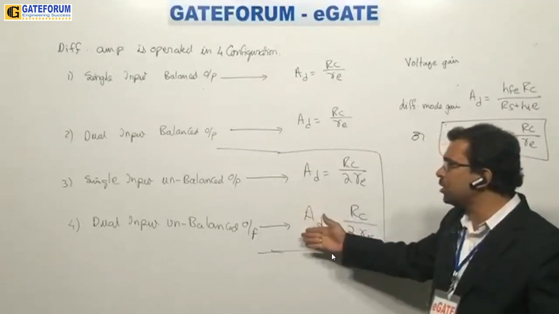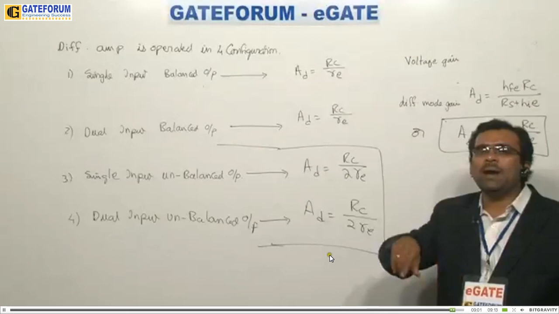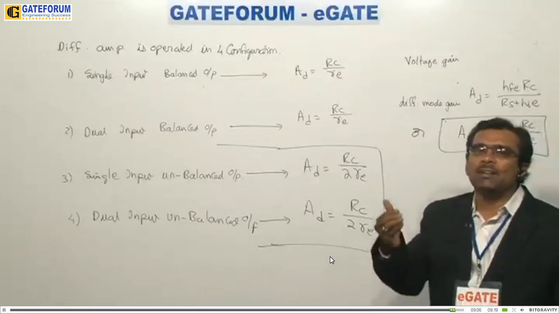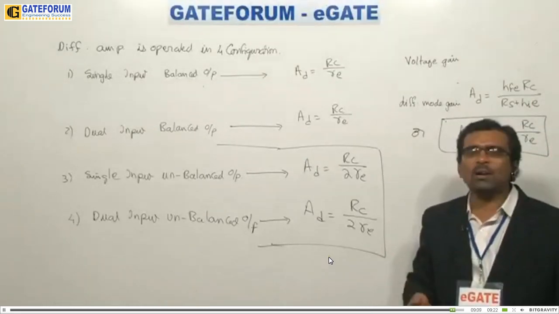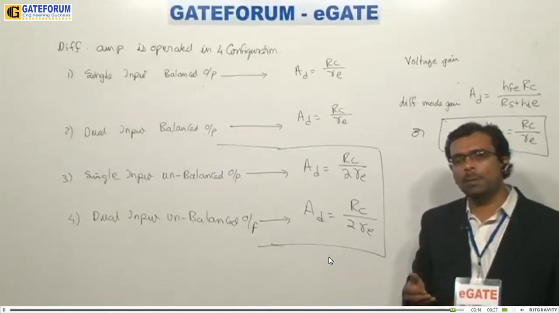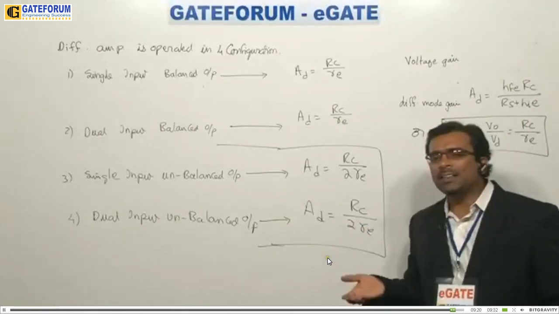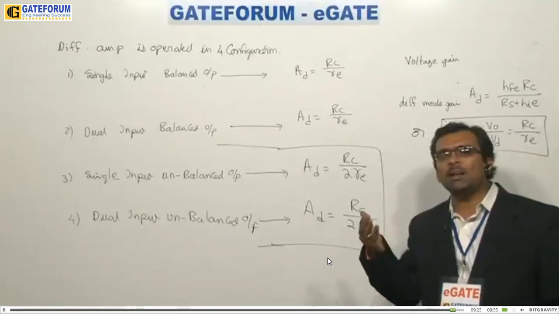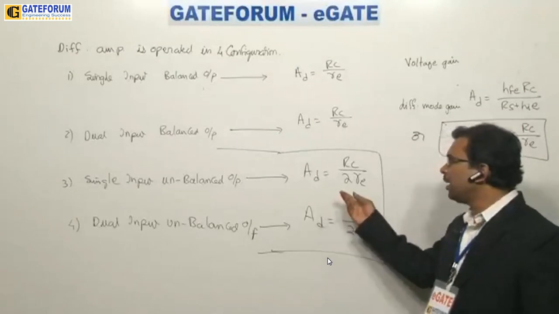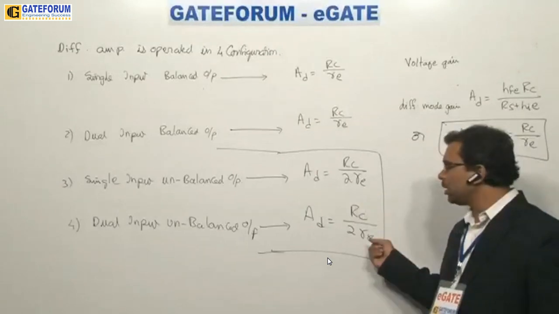When you try to give a single input, the unbalanced case, the gain is going to be reduced because when you ground, the feedback currents will increase, which will increase the resistance in the path. When the input resistance in the path increases, whenever you provide feedback, the input voltage will decrease. As input voltage decreases, obviously the gain of the amplifier will decrease. Because of that reason, you should get AD equal to RC divided by 2RE.